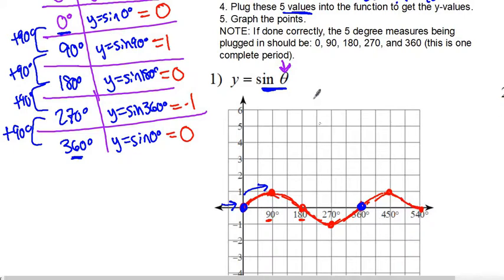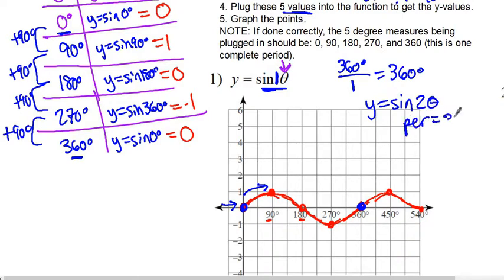The period right here is 360. And the way that you find the period is you take the number in front of theta, which in this case is 1, and you divide it into 360. So that turns out to be 360. If I had done this equation instead, suppose I did sine of 2 theta, the period in this case would be 360 divided by that number, divided by 2. It basically would cycle through the function twice as fast, which means a period would only take 180. So 360 divided by that number tells you the period.